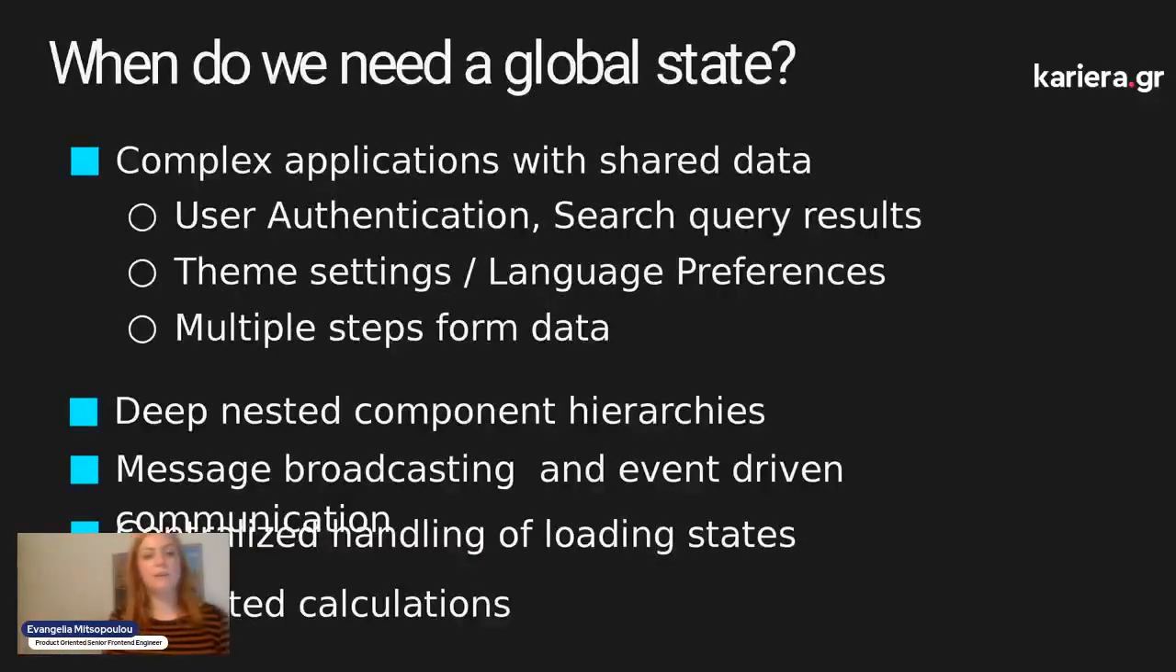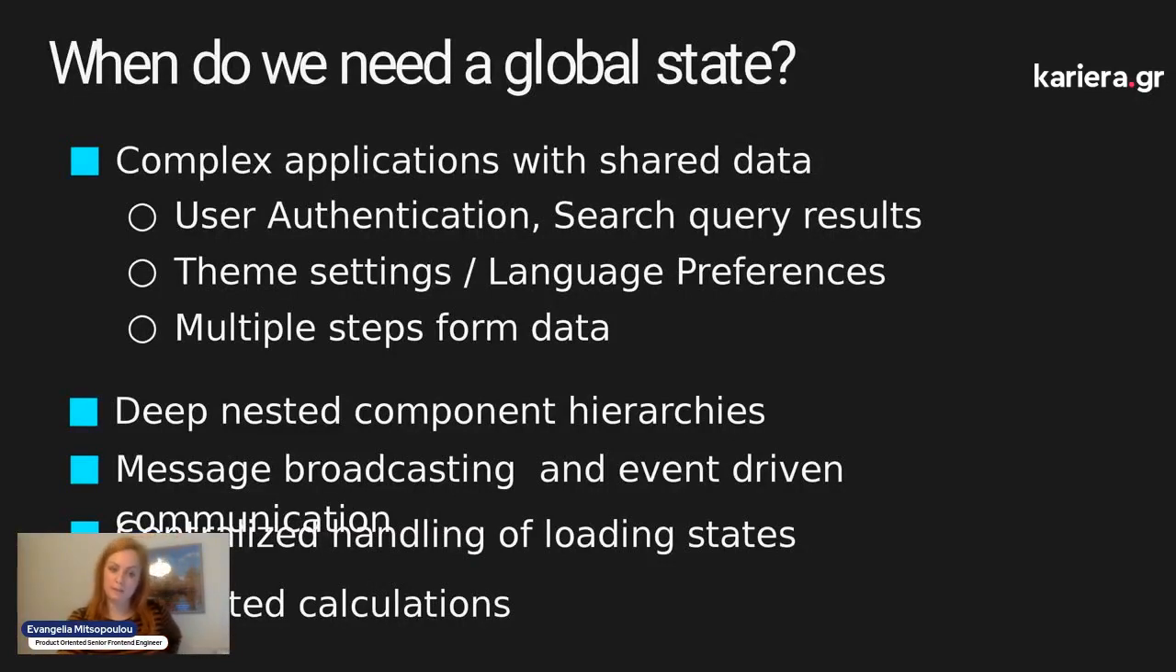Examples of shared data are the user authentication information like username, search query results. In quite a lot of applications, we have a list of items of data which are being shared across different pages. So we don't want to repeat asking this list of items again and again, unless they change in the future, and we need every now and then to sync them. Theme settings, multiple steps form data. Some forms have multiple steps, and we can store in the browser the selections that the user has made on the previous steps if we need to go back and forth in the form. These are examples on when we would need a global state.